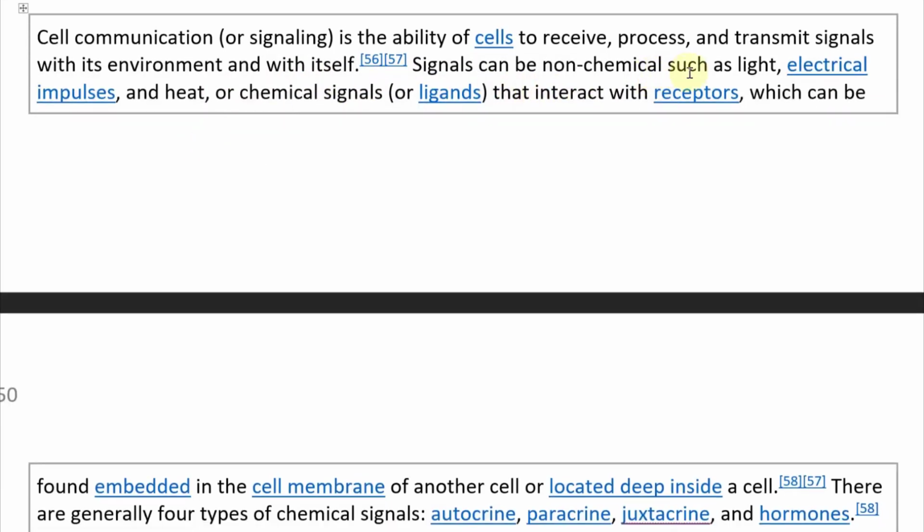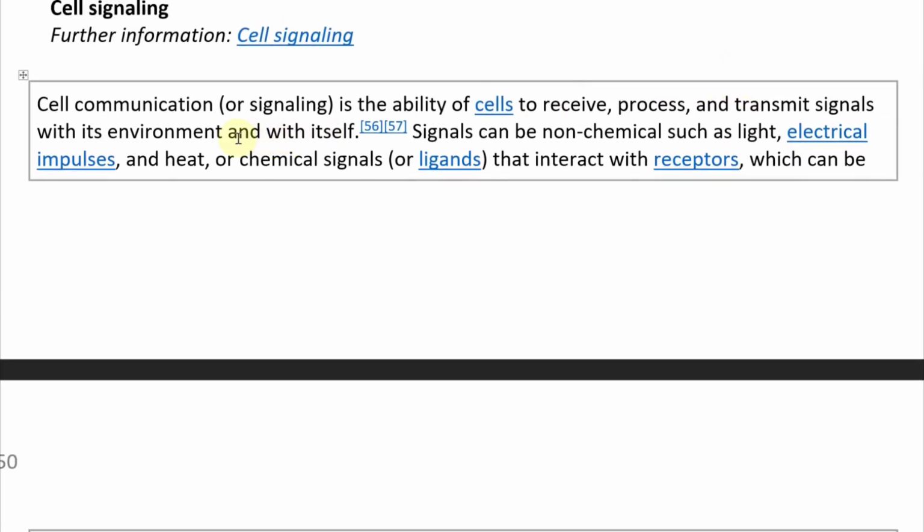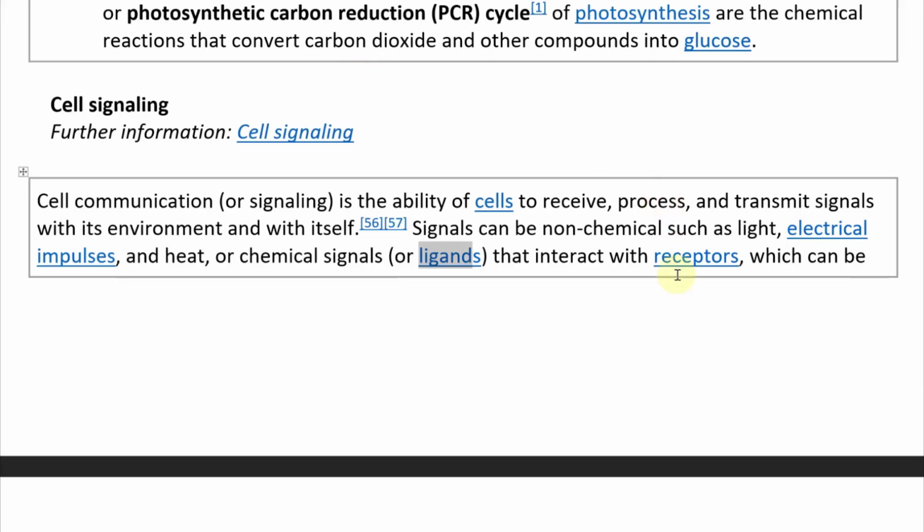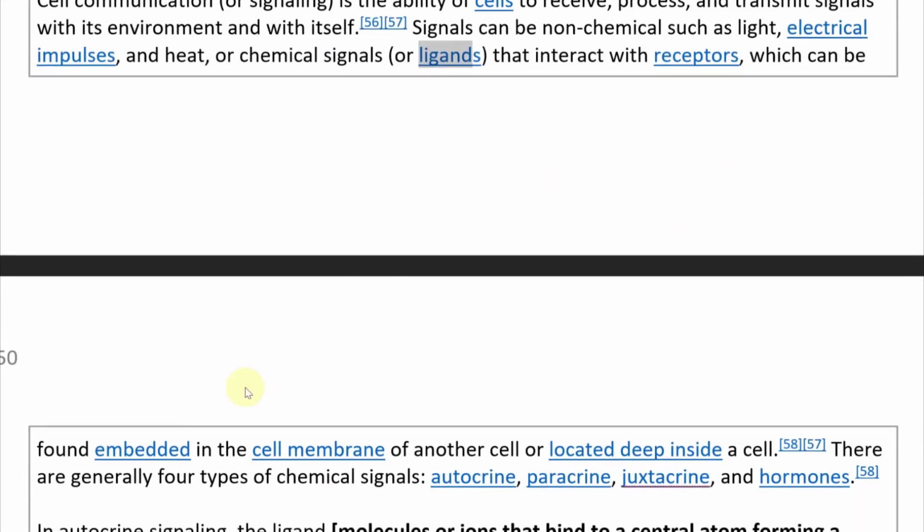Signals can be non-chemical, such as light, electric impulses, and heat, or chemical signals or ligands that interact with receptors, which can be found embedded in the cell membrane of another cell or located deep inside a cell.